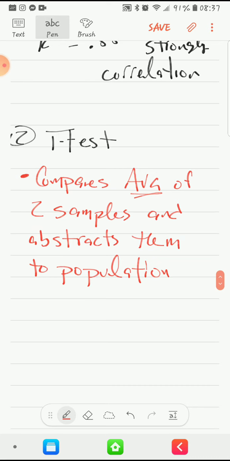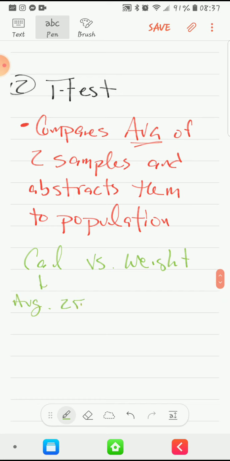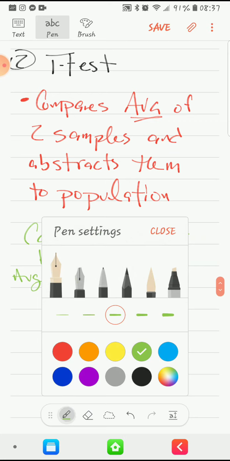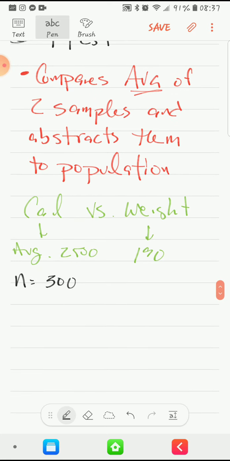Let's say we're talking weight gain versus the calories. So in this case, we're talking calories versus weight gain. Let's say the average calorie was 2,500, whatever. And then the average weight gain was, I don't know, 190. And so we want to see, based on our sample size, let's say we sample 300 people. Based on our sample, we see that the average was 2,500 for the calories and 190 for the weight.